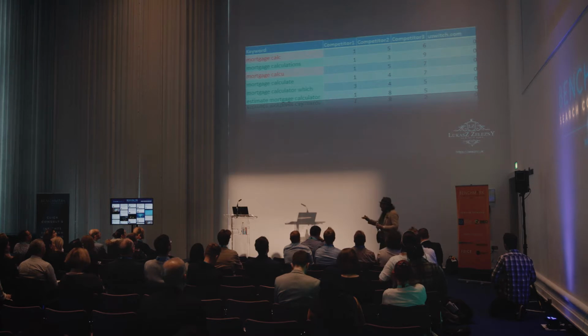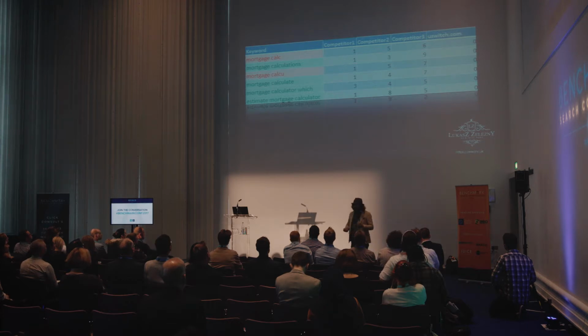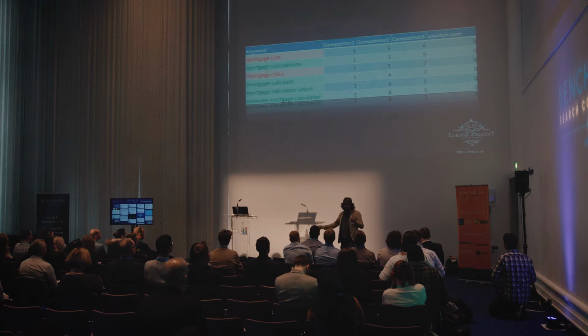I can exclude keywords that don't make much sense from the grammar perspective, and I still will end up with mortgage calculator, mortgage calculate, mortgage calculator with, estimate mortgage calculator. And what I can do, I can go to developers and say, guys, all 3 competitors are ranking on mortgage calculator. We need to build a mortgage calculator because this is industry standard.